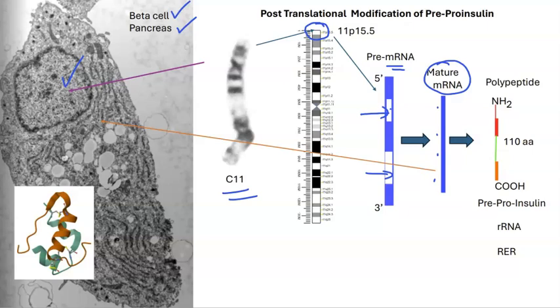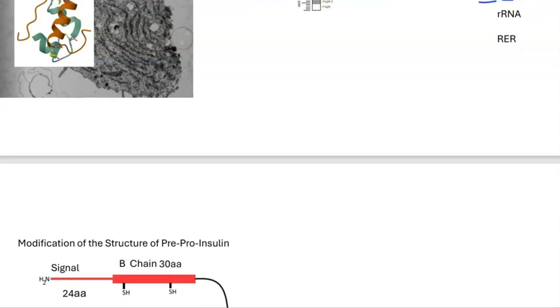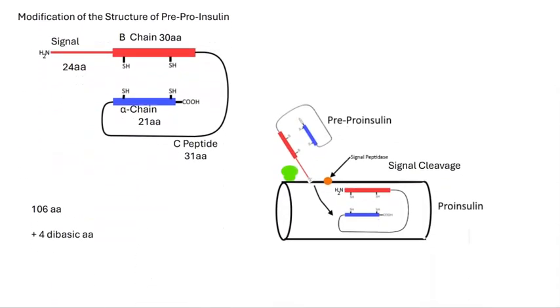Once translation has occurred, this produces a polypeptide of 110 amino acids. This polypeptide is known as preproinsulin, and this is produced by the nucleus, the transcription, and then the translation of the gene. So now we focus on the protein itself.